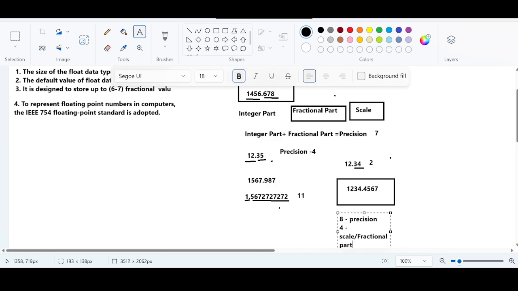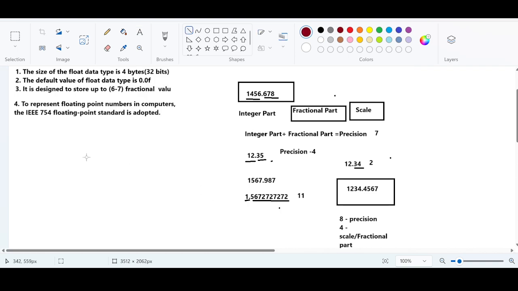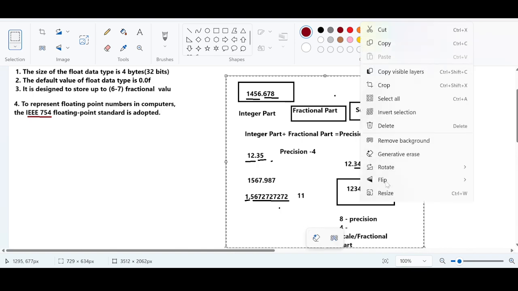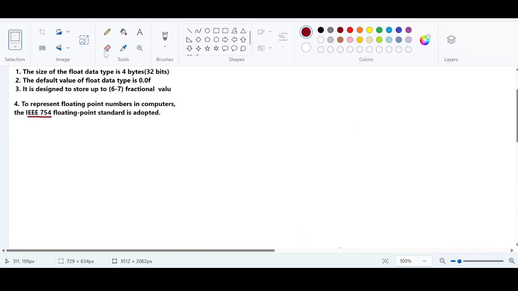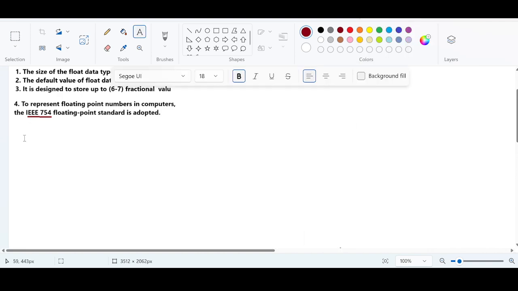Now I have just told you that there is something called the IEEE 754 floating point standard. What does it really mean? You should get acquainted with these terminologies, especially the integer part, fractional part, what is precision and what is scale. Having said this, let us understand what is this IEEE 754.